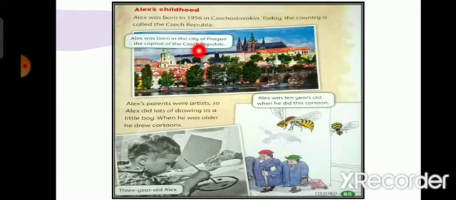Alex was born in the city Prague. What was the name of the city? Prague, the capital of the Czech Republic. Alex's parents were artists, so Alex did lots of drawings as a little boy. When he was older, he drew cartoons. Look at this picture. Here Alex is just 3 years old and he is drawing a picture.